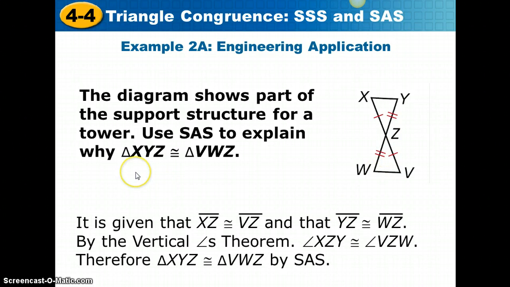So this is what we could write. It's given that XZ is congruent to VZ and that YZ is congruent to WZ. By the vertical angles theorem, angle XZY is congruent to angle VZW. And we have to use all three of these letters here and here because there's multiple angles at the same vertex Z, so we need to be specific. Therefore, triangle XYZ is congruent to triangle VWZ by SAS, side angle side. The way that you write these letters is important. Remember, congruent corresponding parts must line up in the same position in this statement.